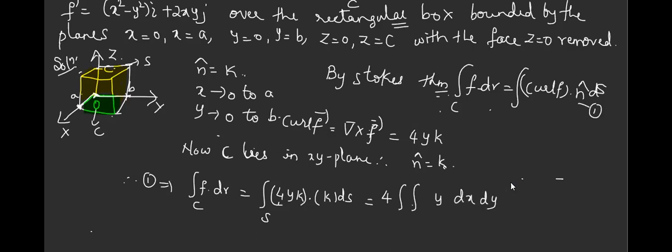Okay, this converts to a double integration. Now you should write the variation for x and y. What are the limits? X is varying from 0 to a, y is varying from 0 to b, isn't it? This is what we have got as the limits. This is an easy integration. I want you to evaluate it and tell me the answer. Just check. What is the answer?